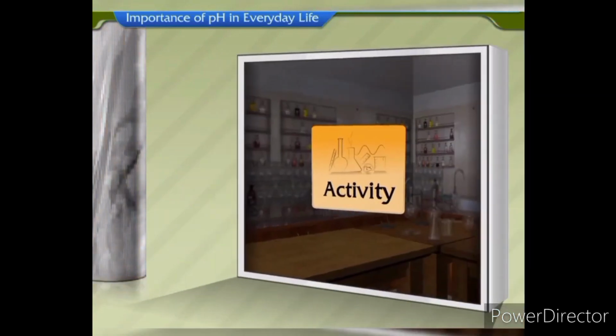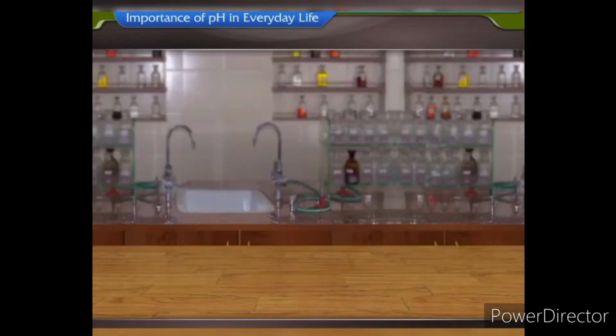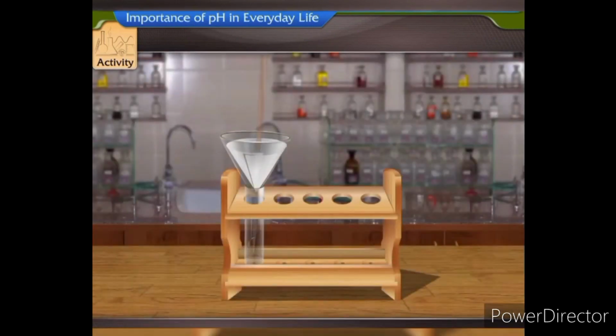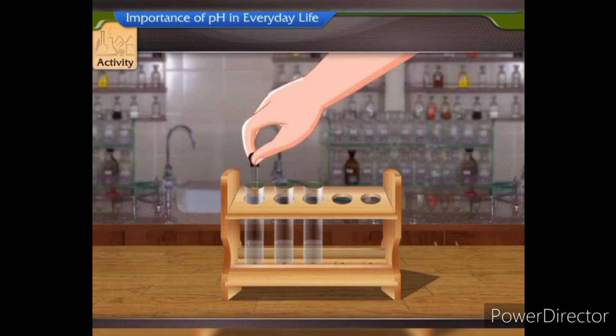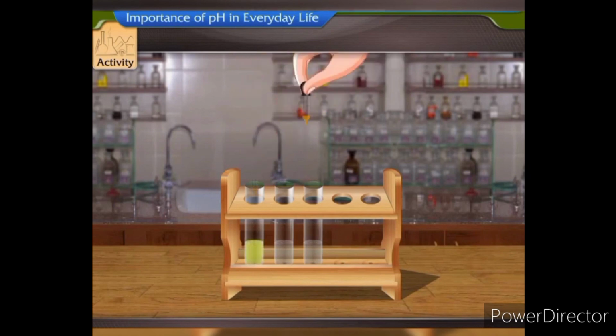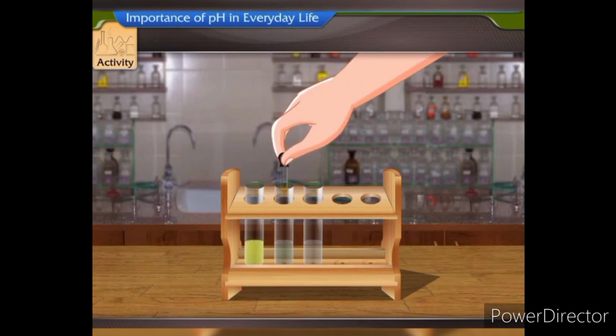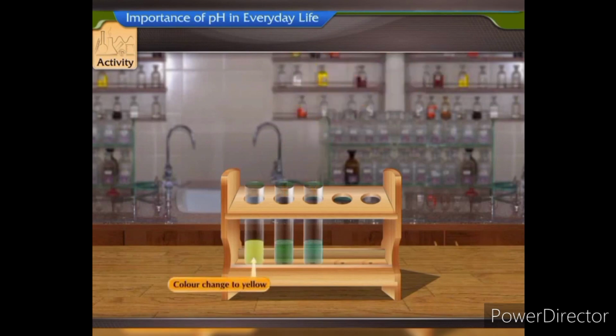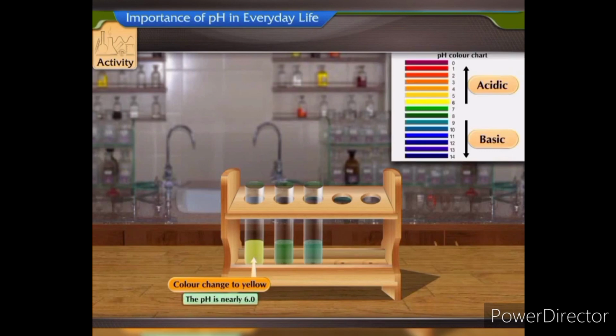Activity: take 3 soil samples. Mix some water in each of them. Filter each sample and collect the filtrate in different test tubes. Add a drop of the universal indicator to each of the samples and observe the color. The solution in the first test tube showed a color change to yellow. The pH is nearly 6.0.